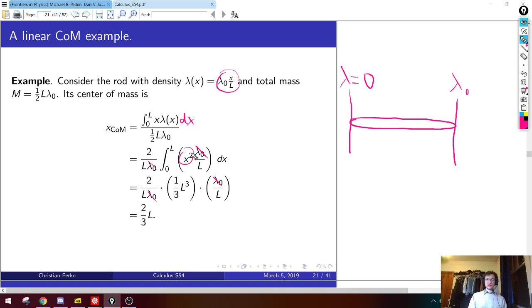And I integrate x squared, which gives me a 1/3 x cubed, evaluated at 0 and L. 0 gives me nothing, so I have a 1/3 L cubed. And now in the last step, I see I have 2 factors of L downstairs and 3 factors of L upstairs, so I'm left with 2/3 L.